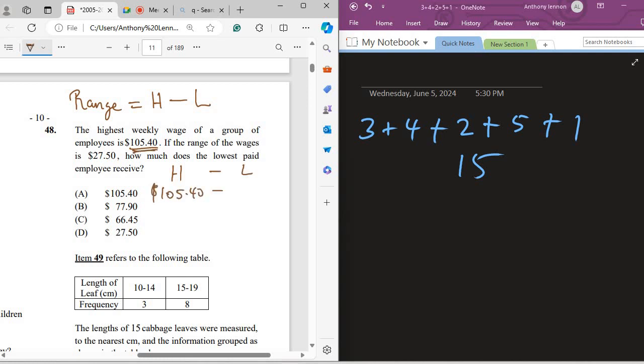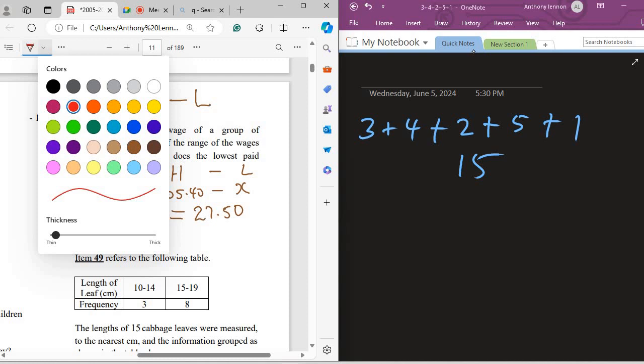What's the lowest? We don't know, right? But when we subtract these, we will get $27.50. That's what we call the range. The highest take away the lowest. So what would the lowest have to be such that when we take it from $105.40, we get $27.50? So now you might be saying, okay, let me do the calculation.